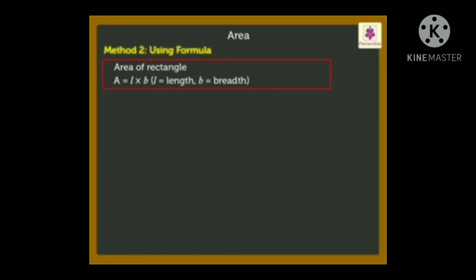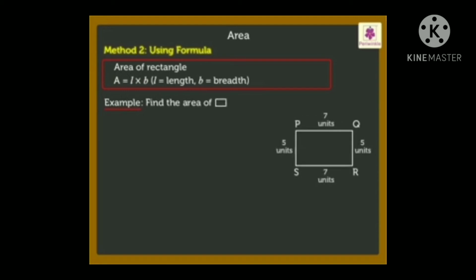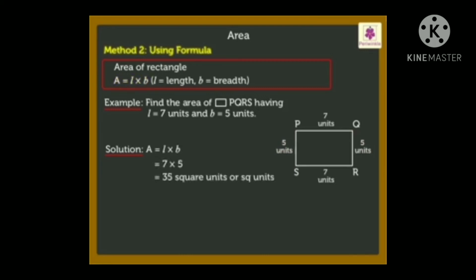Now, let us solve one example. Find the area of a rectangle PQRS, where length is given 7 units and breadth is given 5 units. So how are we going to find it? We will find the area of rectangle using the formula A is equal to L into B, where L is given and B is given. Now, after putting the values of length and breadth, we get 7 into 5, which is equal to 35 square units, or in short, we can write it as sq units.